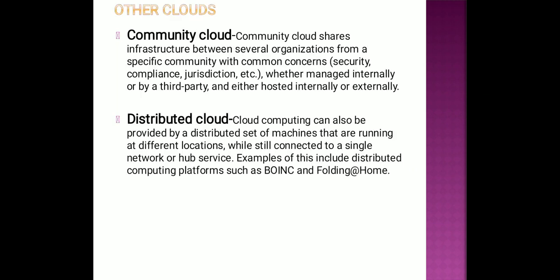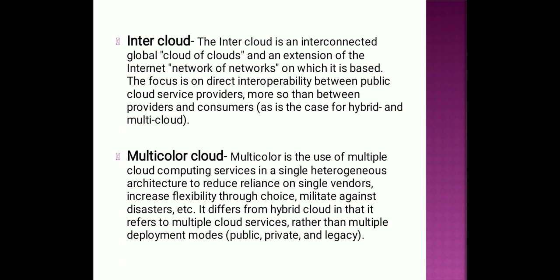The other clouds are community cloud and distributed cloud. Community cloud shares infrastructure between several organizations from a specific community with common concerns. Distributed cloud is a set of machines that run at different locations, for example BOINC and Folding@home. Intercloud, or cloud of clouds, is the extension of the network of networks. Multicloud is the use of multiple cloud computing services in a single heterogeneous architecture to reduce reliance on a single vendor. It increases flexibility.